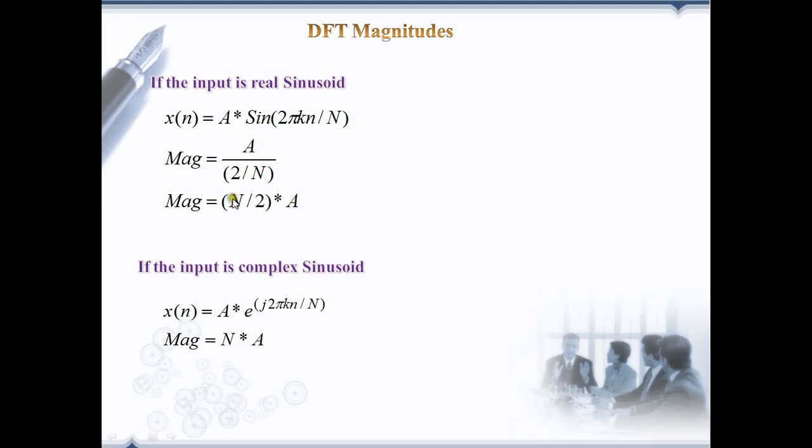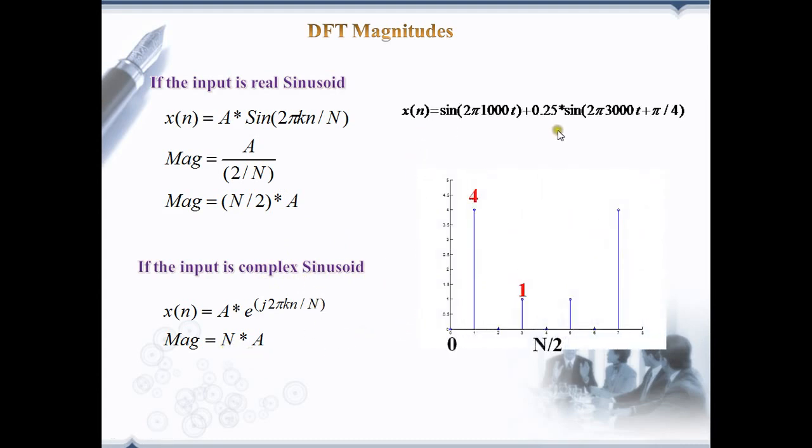So the output of the DFT is amplified by N by 2 if the signal is real. If the input is a complex sinusoid, the output of the DFT is amplified by N times. Our example uses a real sinusoid, so the amplitudes are amplified by N by 2 times. N is 8, so they are amplified by 4 times.